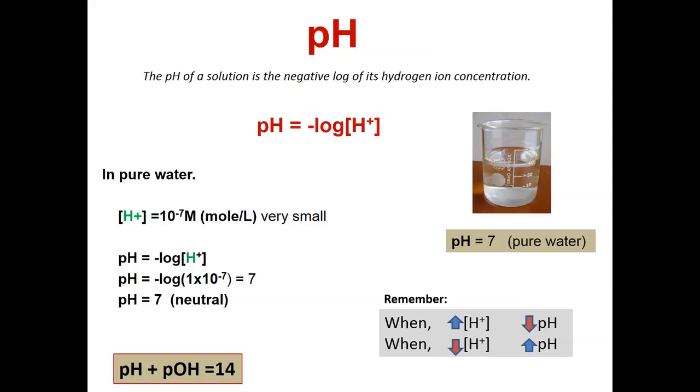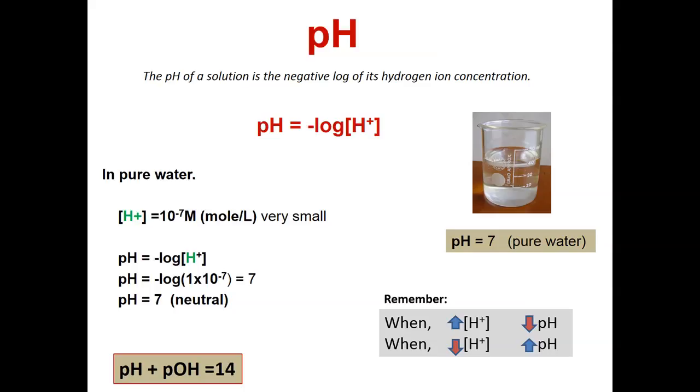Okay, put yourself at a pH of 7. The proton concentration is 10 to the minus 7, and the pH will be equal to 7. Now, if the proton concentration goes up, so in the acidic condition, the pH goes down. Okay, so keep that in mind.